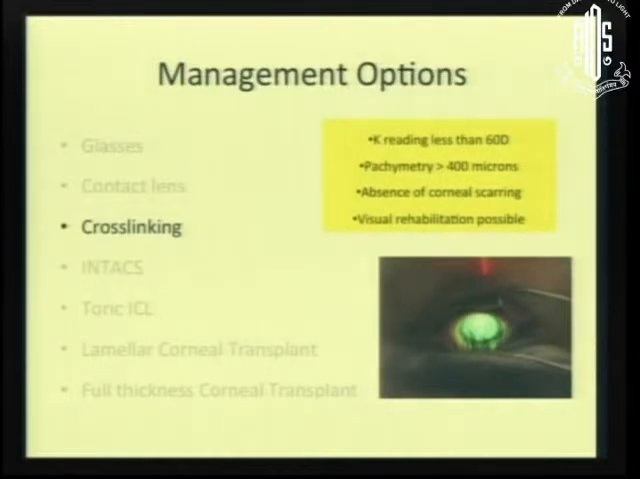Clinically, you should select cases where the corneal thickness is a minimum of 400 microns or more. The maximum K-value is less than 58 to 60 diopters. There is absence of corneal scarring. And most important, before you do the treatment, you should be able to visually rehabilitate the patient. Otherwise, there is no benefit of doing the cross-linking, because once you do the cross-linking, you still cannot do anything for the patient to see better.